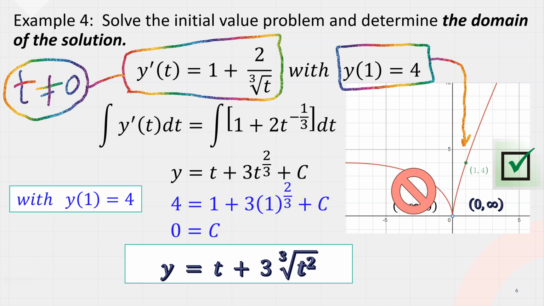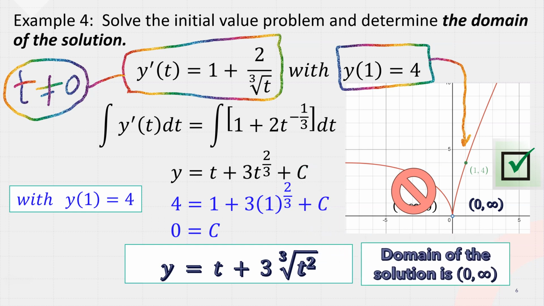Therefore, we would say y equals t plus 3 cube root of t squared is the solution to this initial value problem when the domain is 0 to infinity. We're taking the branch where the initial value works. Okay, here's another.